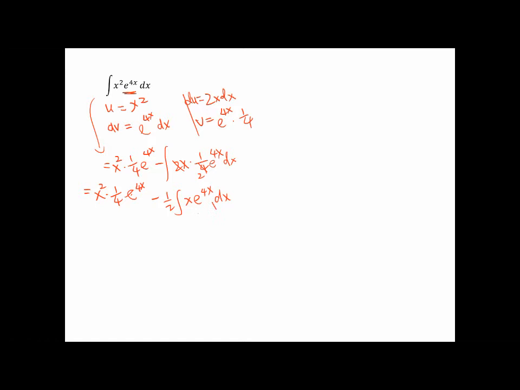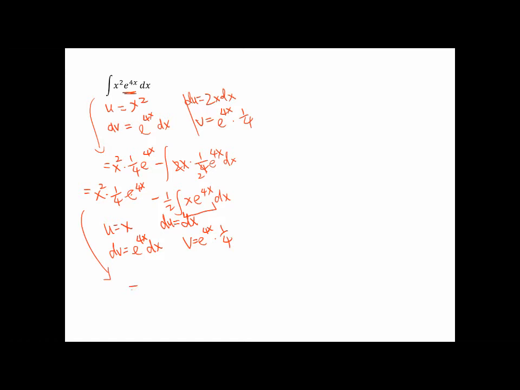So again, it looks like I need to do integration by parts. So u equals, dv equals, I do the same thing, okay? e to the 4x dx. I put the e to the 4x here at dv. What is left is x, so du here is dx, and v is e to the 4x times 1/4.